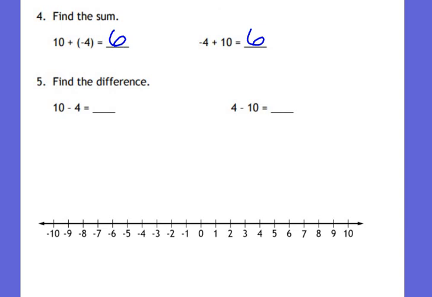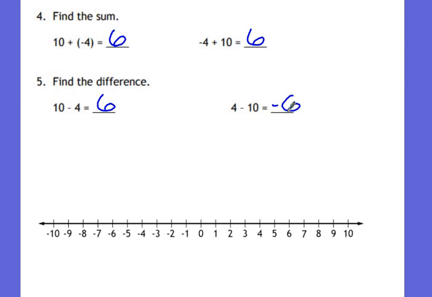Okay, well let's look at subtraction here. What is 10 minus 4? Positive 6. What about 4 minus 10? Negative 6. Did I get the same answer then? No. Because in subtraction, order does matter. You can't flop the order of the problem around.